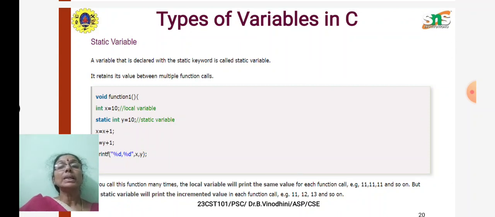See that example here. We are using two variables: x equal to 10 as a local variable, and static y equal to 10, where y is a static variable. Here we are incrementing x and incrementing y in the next two statements. Next we print the values of x and y. If we call the function many times, the local variable will print the same value, x equal to 10, each time, but the static variable is incremented in each call. That is the difference between the local and static variable.